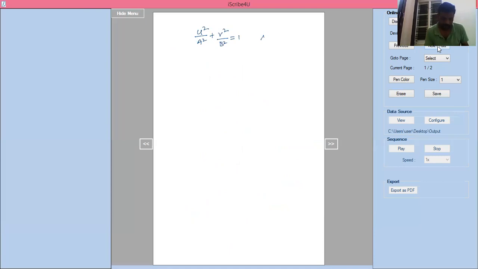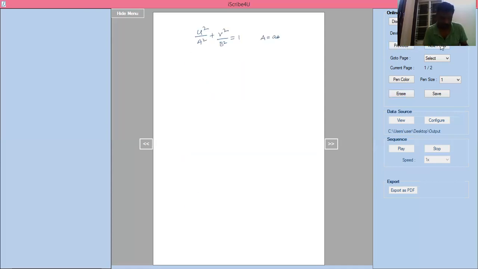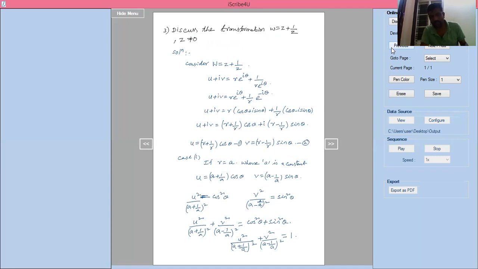Here capital A is a plus 1 by a, and B is a minus 1 by a. What does this equation u square by A square plus v square by B square equal to 1 represent? This equation represents an ellipse.